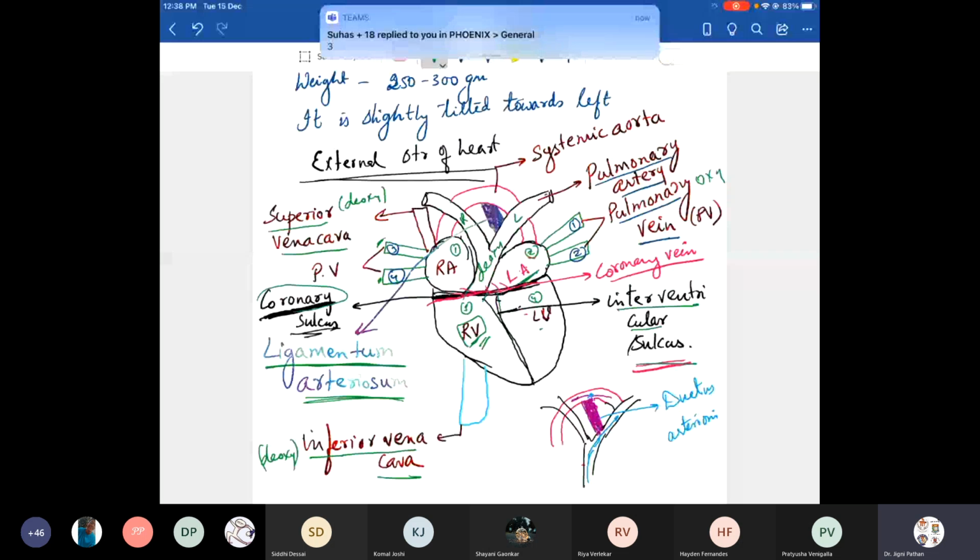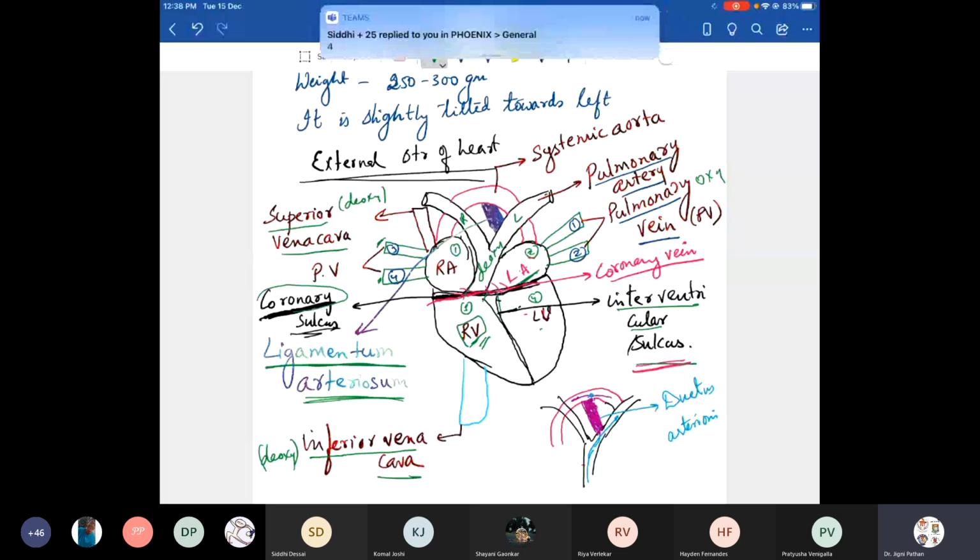Pulmonary vein, how many vessels? How many vessels are the pulmonary veins? 2? No. Pulmonary veins are how many? 4. Raki is correct. 4. 1, 2, 3, 4. Why are you saying 2? 2 from the right lung, 2 from the left lung. Is it clear? So total 4.